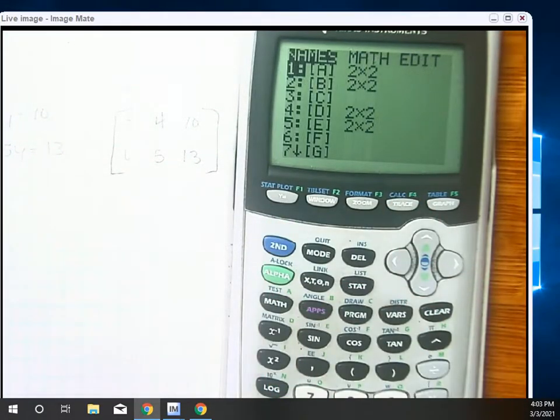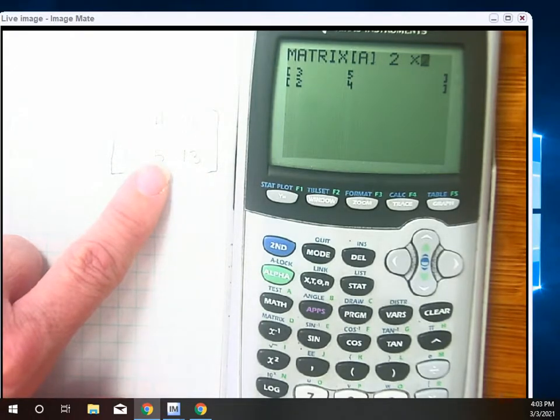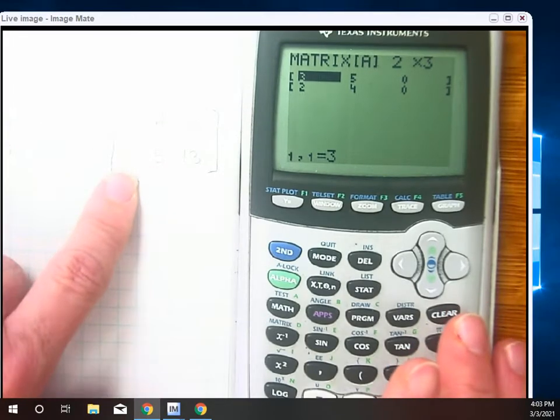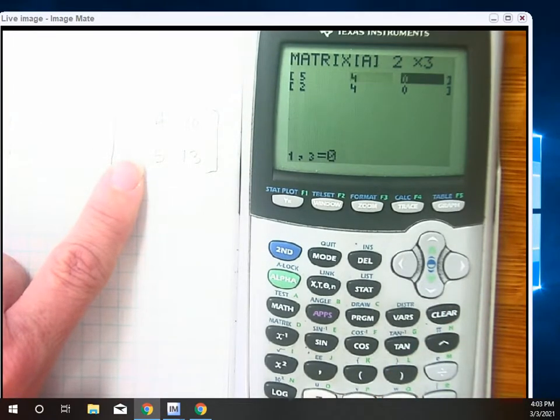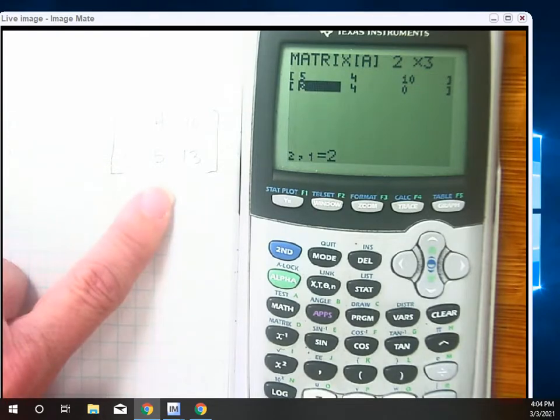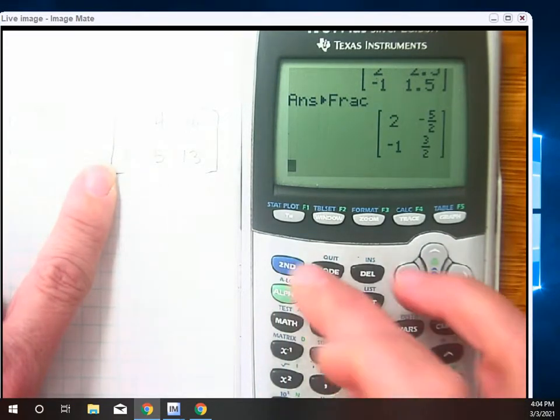I'm going to go into my matrix. I'm going to edit. And this is a 2 by 3 matrix. I have 2 rows and 3 columns. 5, 4, and then my constants 10. 6, 5, and my constants 13. I have entered in my system into the calculator.